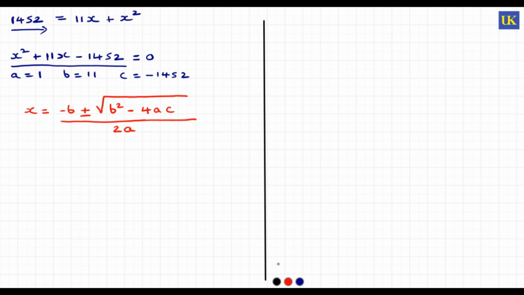All right, now x is equal to minus, as it is there in the formula, and the b value is 11. Okay, so this minus is there in the formula. Okay, so plus minus, I'll draw the root. Then b is how much? 11. So 11 square minus 4, the a value is 1 and the c value is minus 1452. All right.